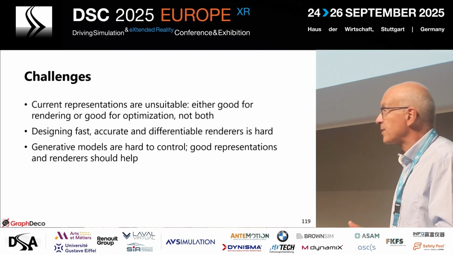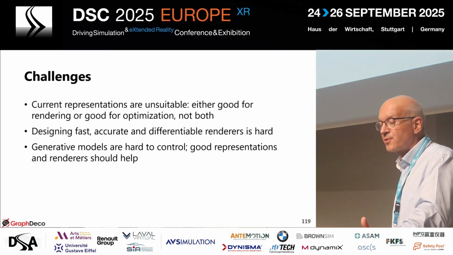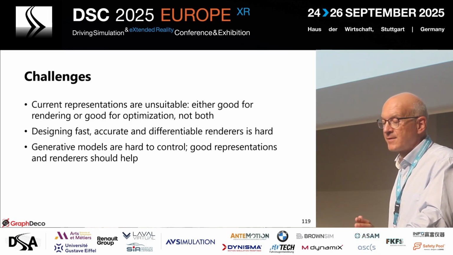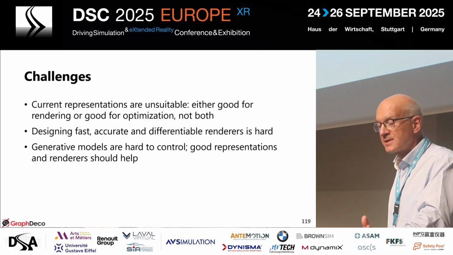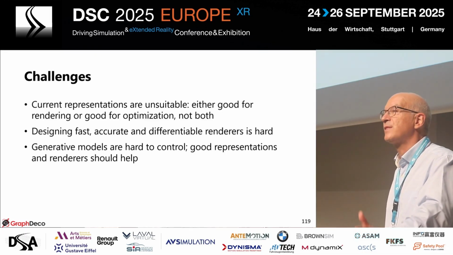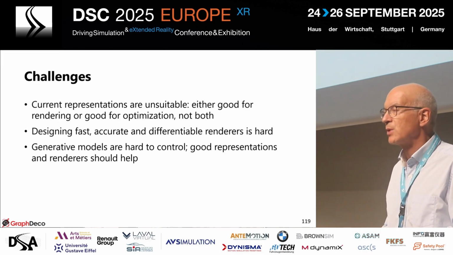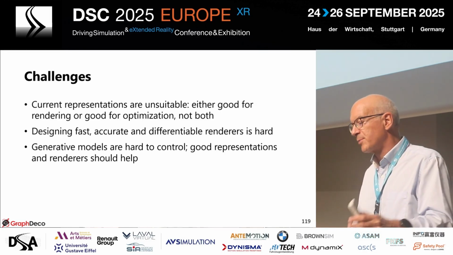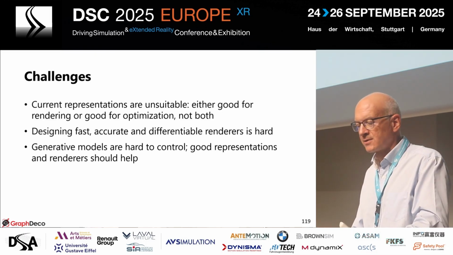So those representations are very interesting, but the problem is that they're either good for rendering or good for optimization, but not both. So we need to design fast and accurate differentiable renderers, and that's very hard. And the hope is that with these differentiable renderers, we will be able to control generative models, and that's the goal of our project, although it obviously is very long term.